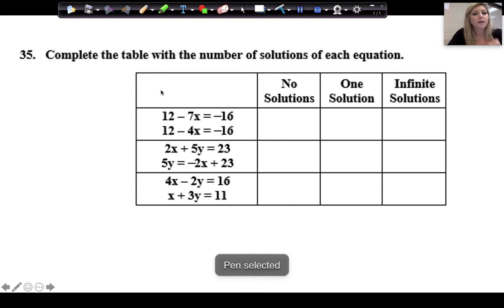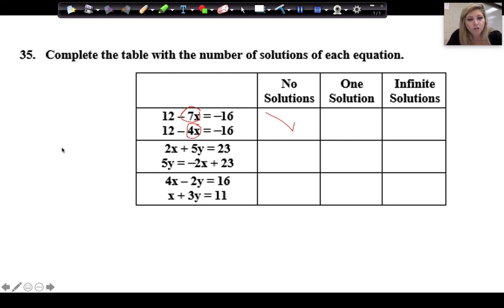Complete the following table. So we want one solution, no solution, or infinite. Okay? And this first one, one thing is different, which is the 7x and the 4x. Other than that, we have 12, we have subtraction signs, and we have negative signs. So that'll be no solution because when just one thing is different, it's no solution.